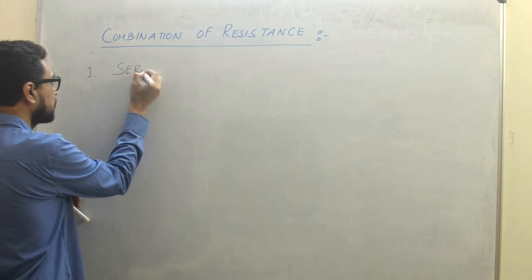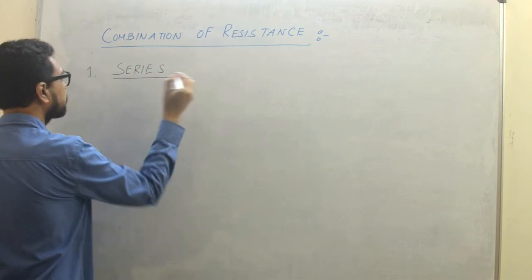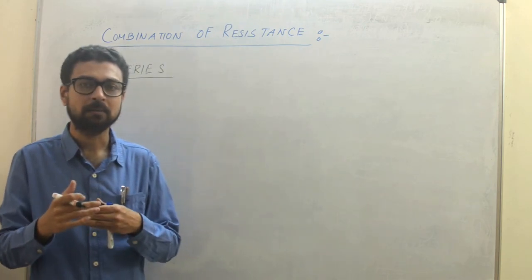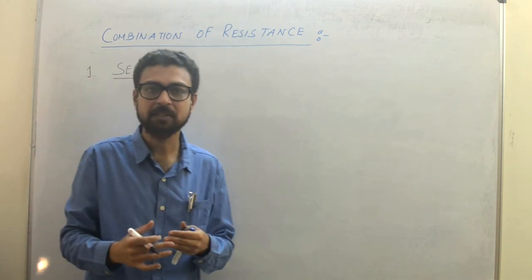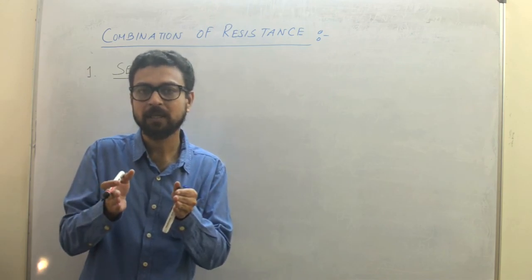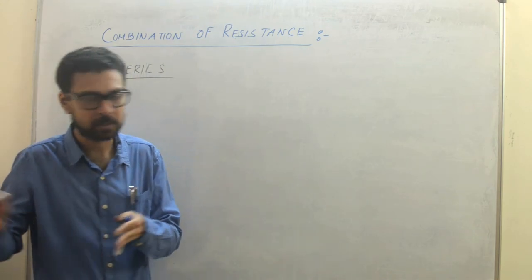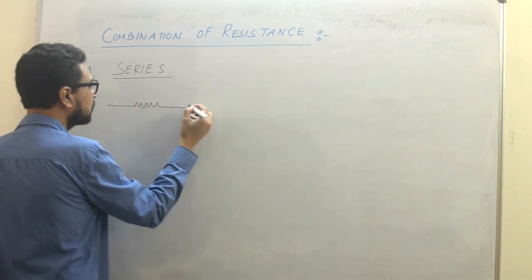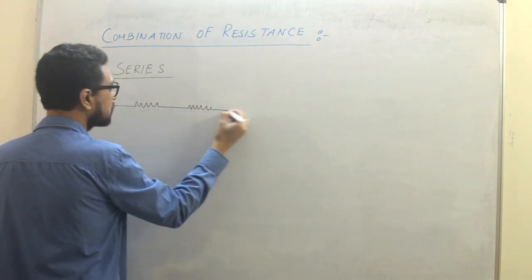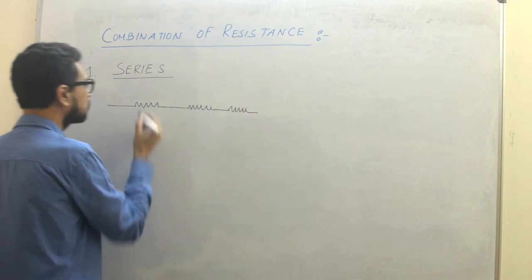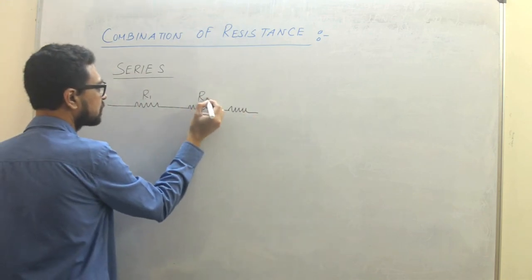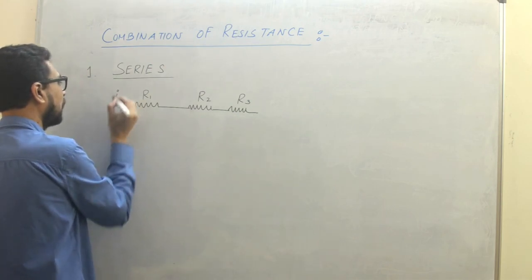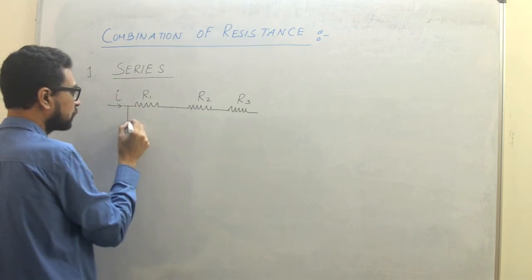One is called series combination. Series means one after another. The way you visualize series combination is that one resistance is followed by another, followed by another, and so on. So let us draw such an arrangement. Let us take three resistances R1, R2 and R3, and we are passing current through them.